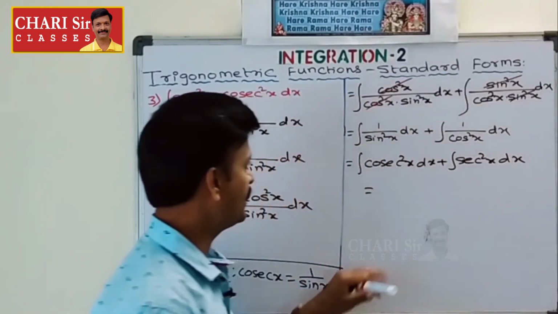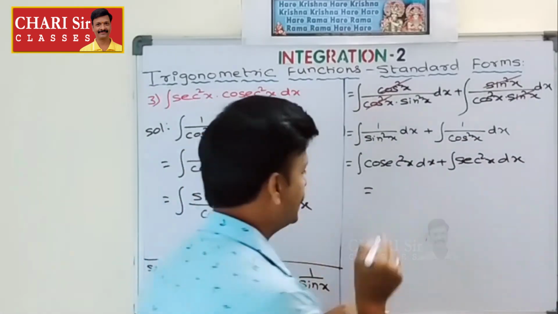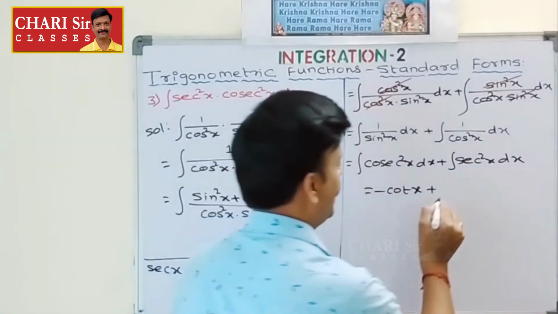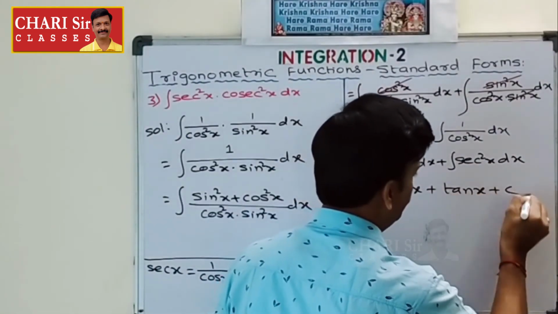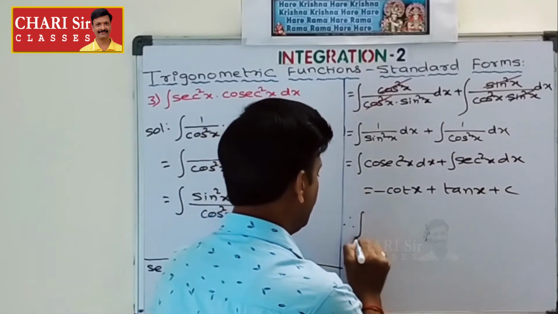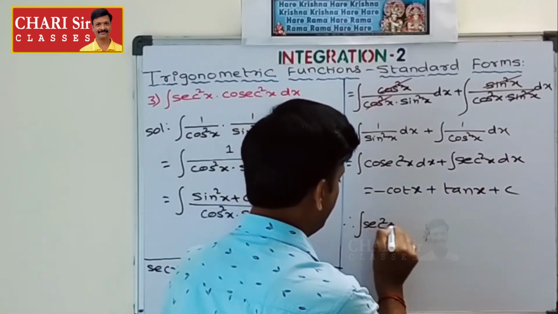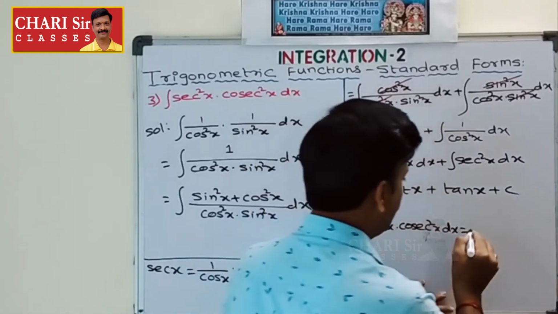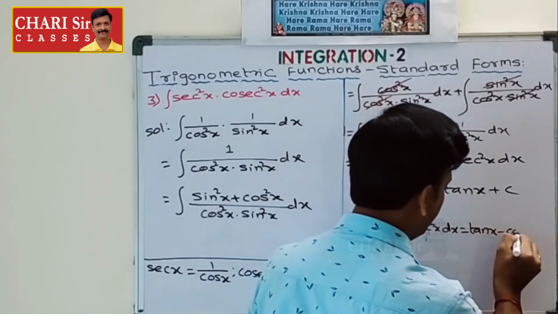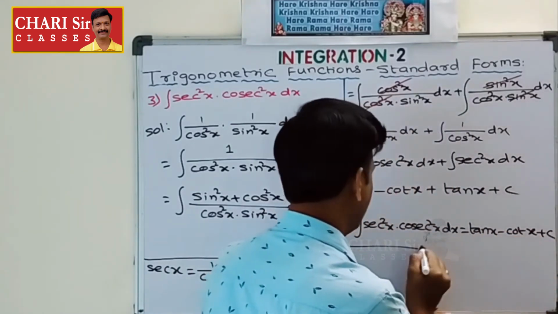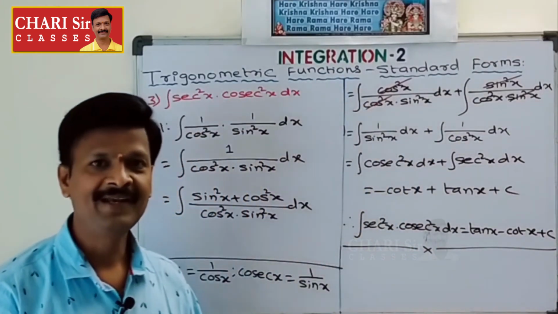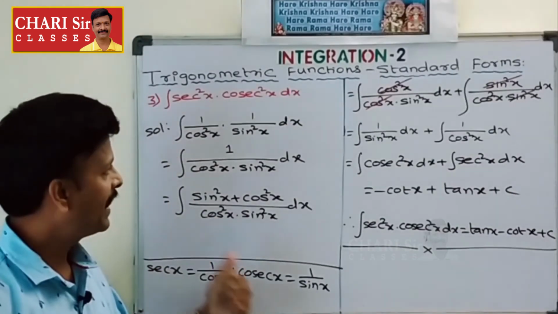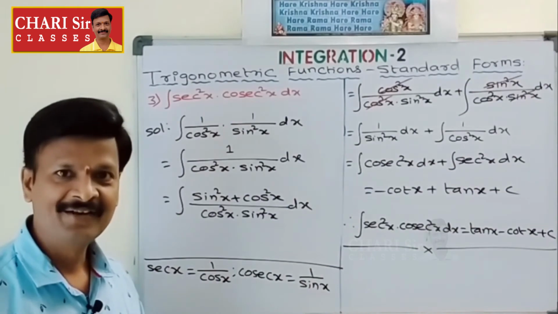And now we know from the standard forms that the integration of cosecant square x is minus cot x, and the integration of secant square x is tan x. Finally, plus c. Therefore, integration of secant square x into cosecant square x dx is equal to tan x minus cot x plus c. This is the solution. This question is given many times in previous year board exams, so it is very important. Just learn and practice and get success in your exams.